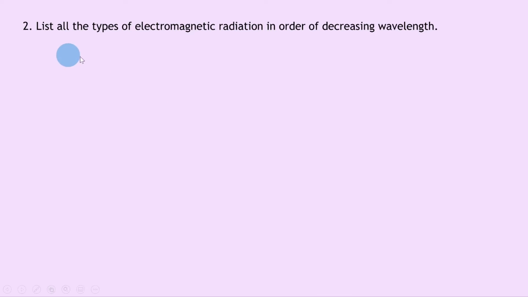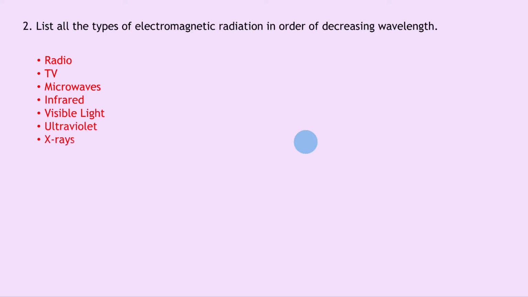Question 2 says to list all the types of the electromagnetic radiation in order of decreasing wavelength. Again, this is a bit of a reminder from National 5 physics of all the different types of electromagnetic radiation and their order in the EM spectrum. So we start with radio waves, we then have TV waves, microwaves, infrared, visible light, ultraviolet, X-rays, and gamma rays.